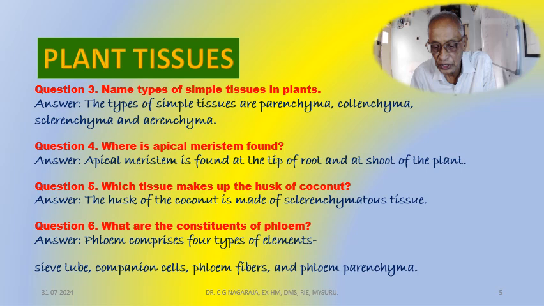What are the constituents of phloem? Constituents ಅಂದ್ರೆ different cells ಅಂತ ಹೇಳ್ಬೋದು. So what are the different cells in phloem tissue ಅಂತ ಕೇಳಿದ್ರೆ, answer is, phloem tissue comprises of 4 types of elements called phloem elements. They are sieve tubes, companion cells, phloem fibers and phloem parenchyma.